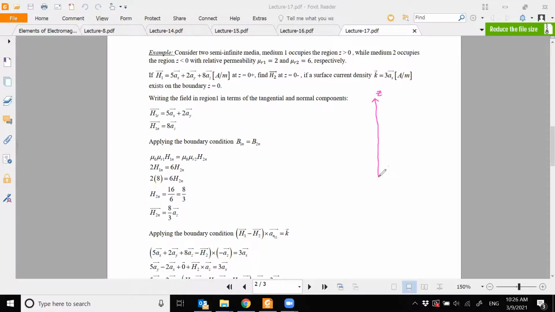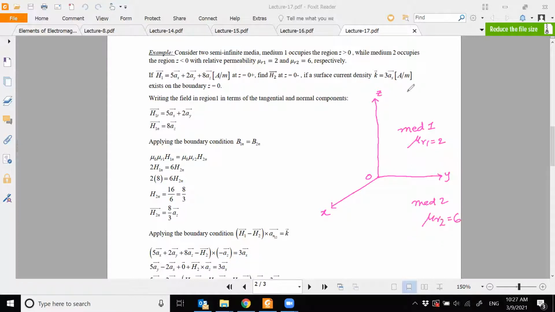So this is my x, y, and z. Z greater than 0 is my medium 1. If this is 0, then z greater than 0 is here, while medium 2 is z less than 0, which is this one. With relative permeability mu r1 equal to 2 here. This is my medium 2, and this is mu r2, which is equal to 6.